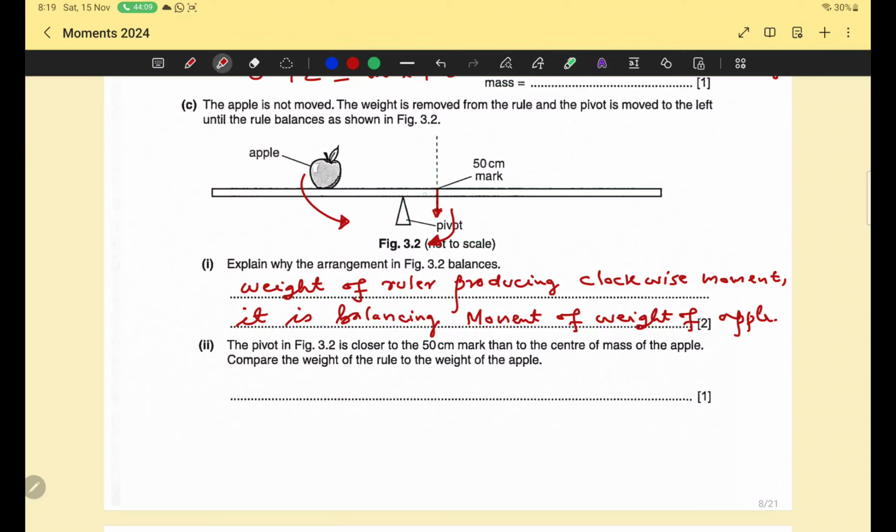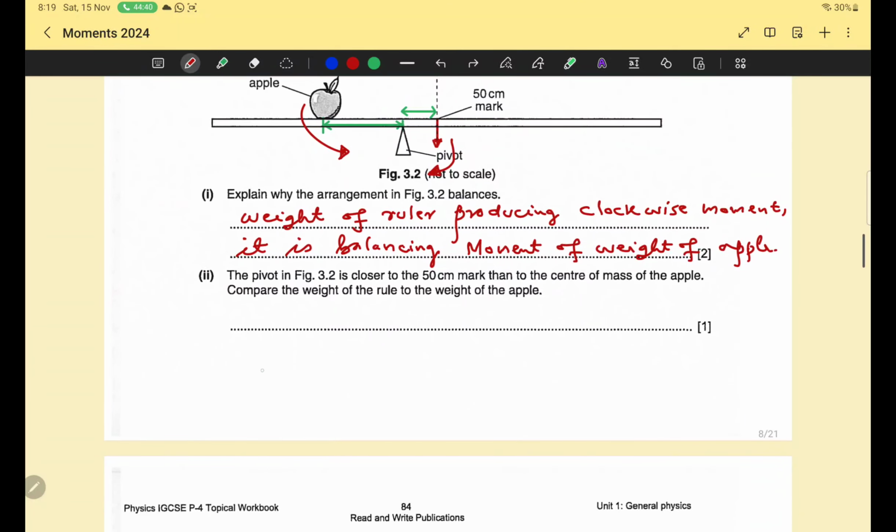अच्छा जी, remember if the ruler is balanced and this distance is smaller and this distance is longer, then obviously the weight of the ruler is greater because clockwise movement is equal to anti-clockwise movement. If their distances are different, I should write in this way, sir, weight of apple is equal to weight of ruler.